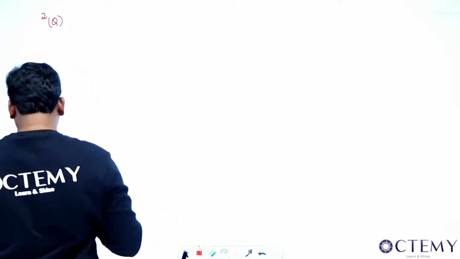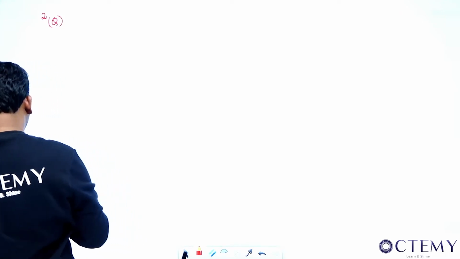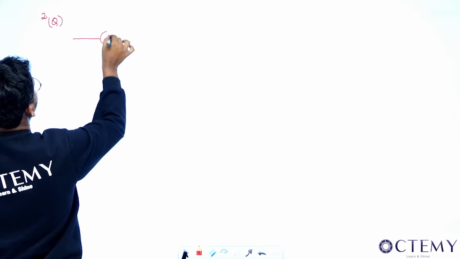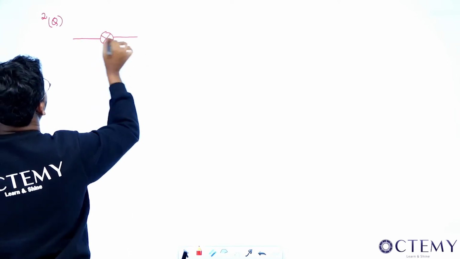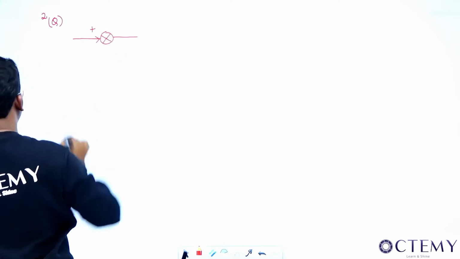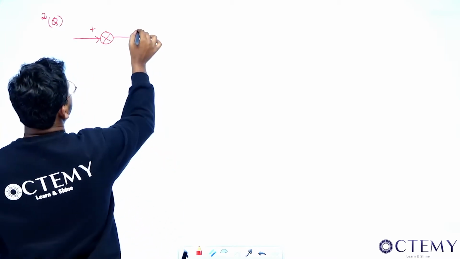Let me give you the second question. Say the second question is like this. Say the question number 2, I am drawing it like this. Let us make it a bit complicated. There is a summing point here. The input is plus here, obviously. And this is G1.